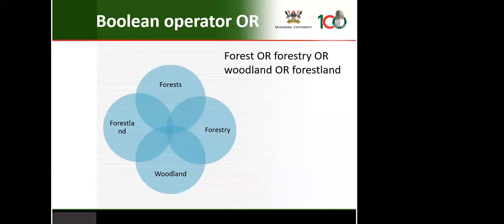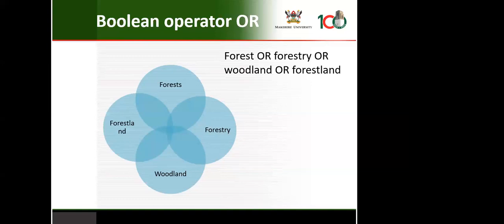All the circles. Online, what is it saying in the middle? Okay. So, the answer is all. Why? Because I am looking for literature that has either forestry or forest or forest land or woodland or all of those in the studies that I retrieve.